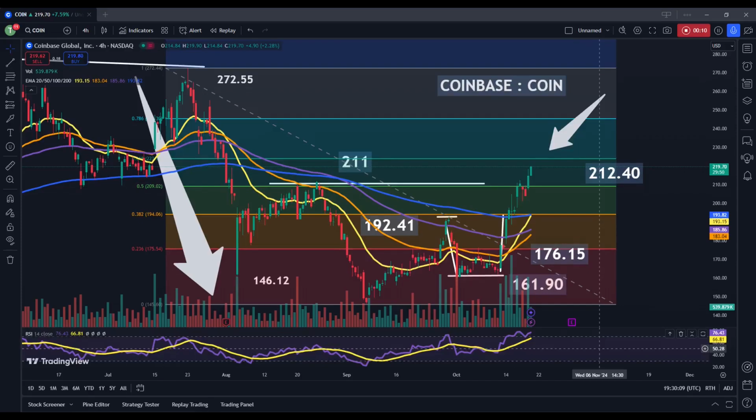Here we have the current stock market update for Coinbase Global Incorporated, stock ticker COIN.